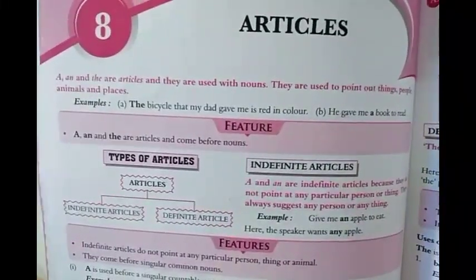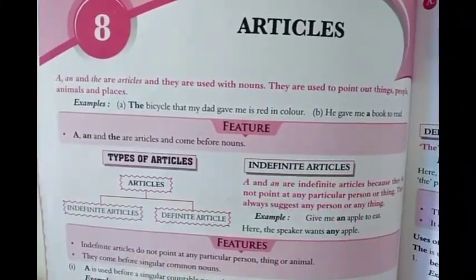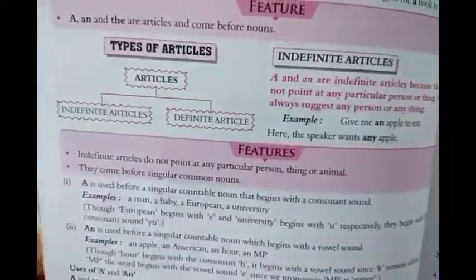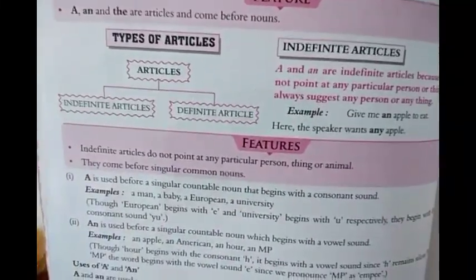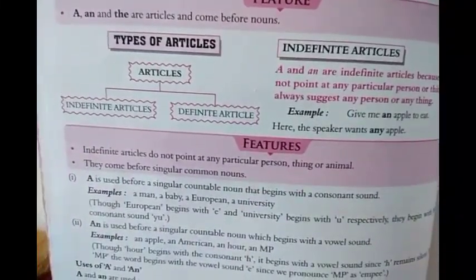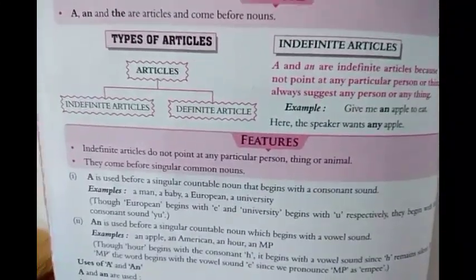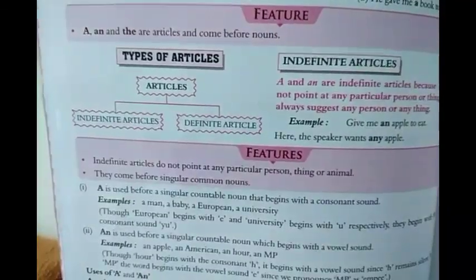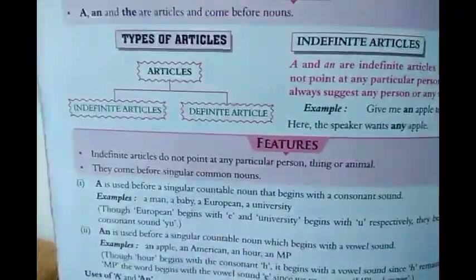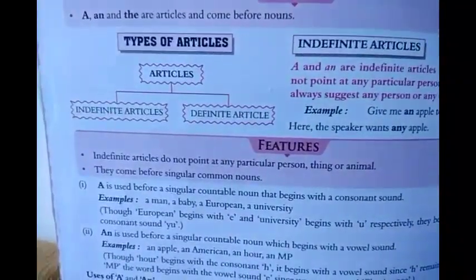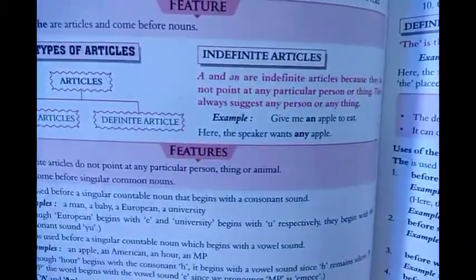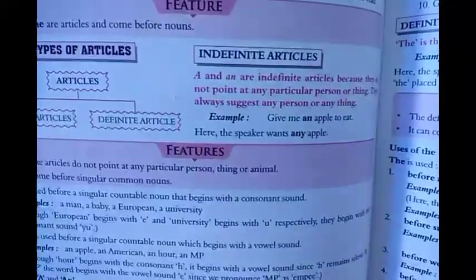Now these articles are divided into two types, indefinite articles and definite articles. And then you have to know what are indefinite articles and definite articles. Since we already know that there are 3 articles, a, an and the, under indefinite articles we'll have a and an, because they are called indefinite articles because they do not point at any particular person or thing. They always suggest any person or anything.